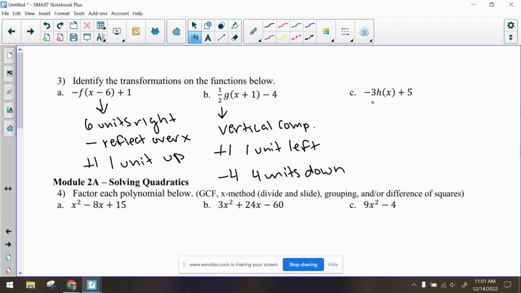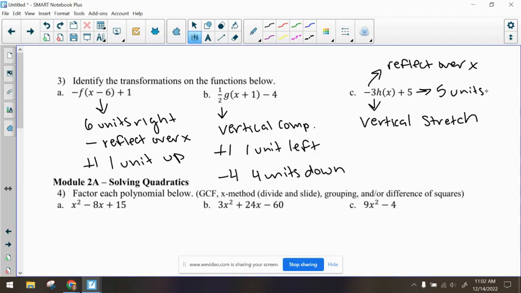And finally, on question C, again, I see that negative in front. That is a reflection over the x-axis. I also see a 3. That is a vertical stretch by a factor of 3. Note that the negative and the 3 do 2 different things to my function. And finally, I see that plus 5 at the end. That would be a vertical translation, 5 units up. Biggest key here is to remember that inside is opposite, outside is same.